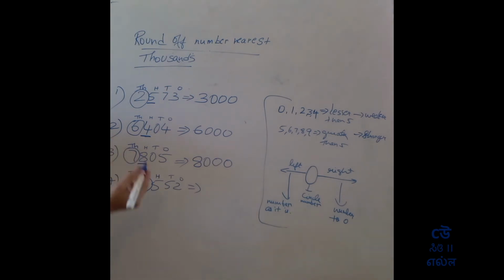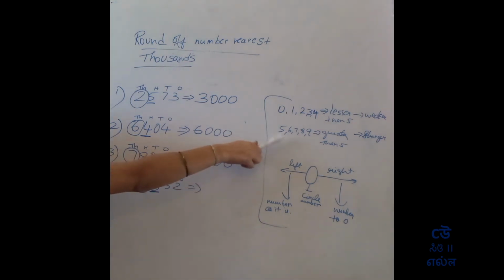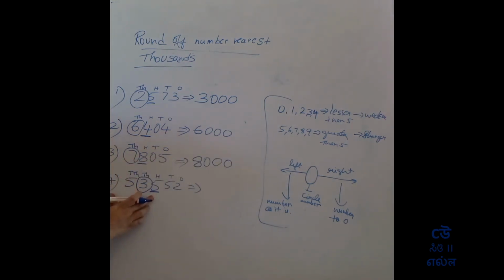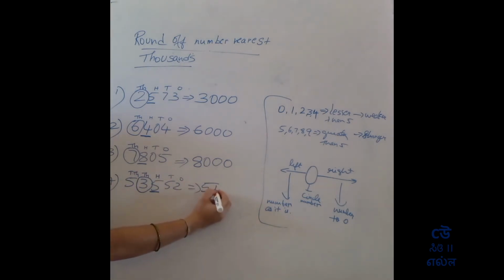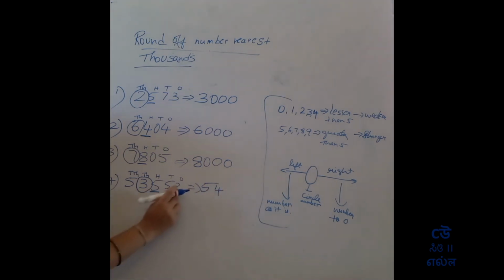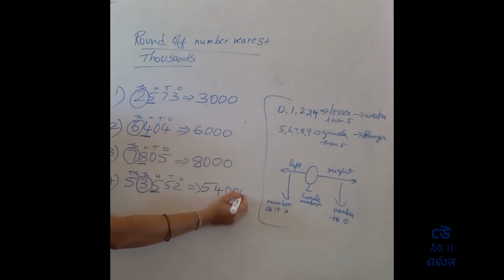Next, to the right hand side of the thousands place we have to consider, that is the hundreds place. We have 5. 5 is a stronger number. So if it is a stronger number, we have to increase the circle value by 1. So 3 plus 1 will be 4. So the left side of the circle number will be as it is, 3 will become 4. Next, the right side of the circle number will be 0.